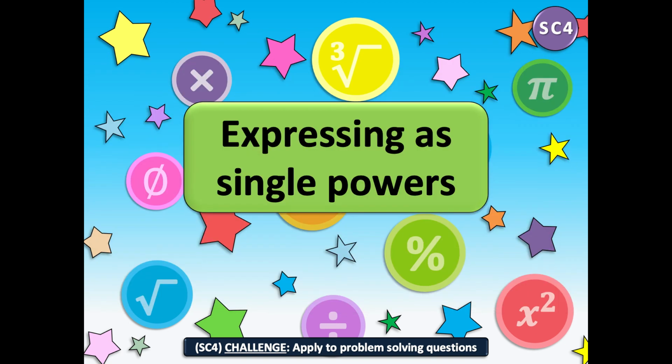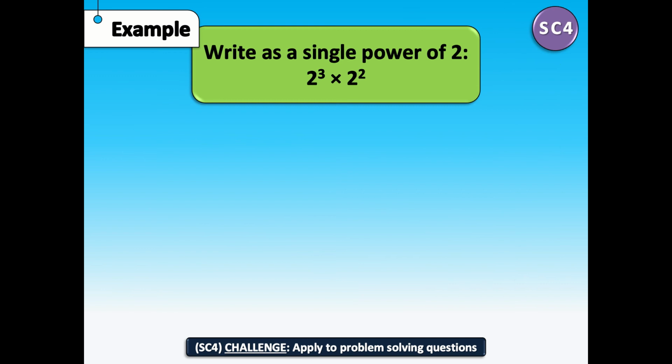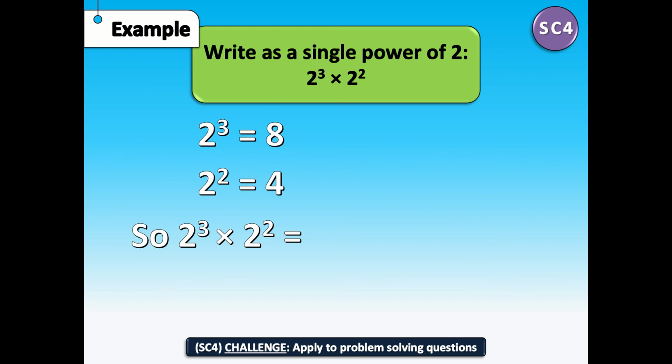Now we're going to have a look at expressing as a single power. So we want to write as a single power of 2, 2 to the power of 3 times 2 to the power of 2. Now 2 to the power of 3 is 8, and 2 to the power of 2 is 4. So if we times those together, it's 32. And 32 is 2 to the power of 5.